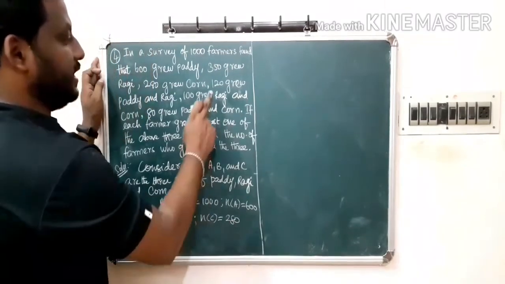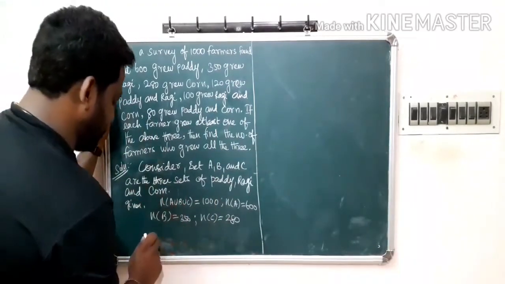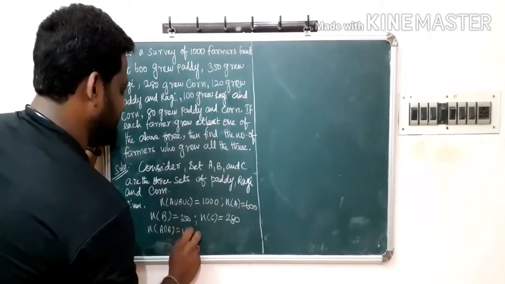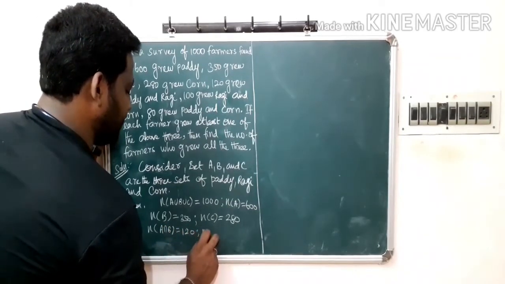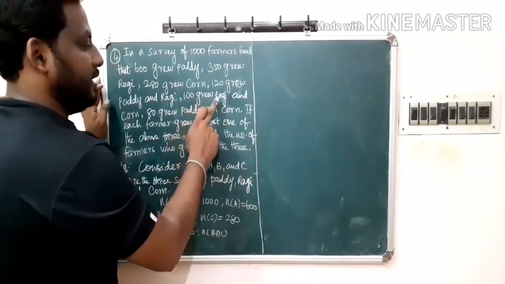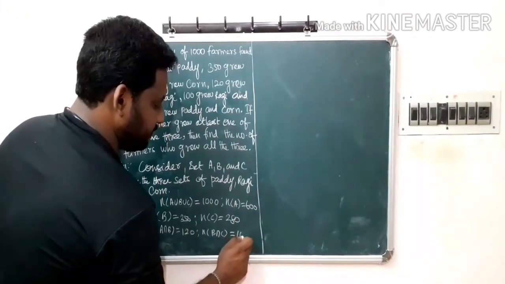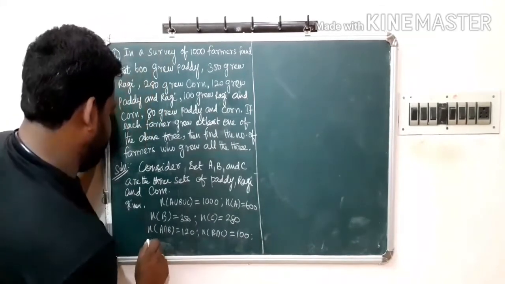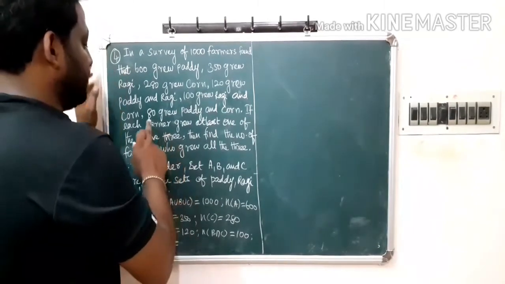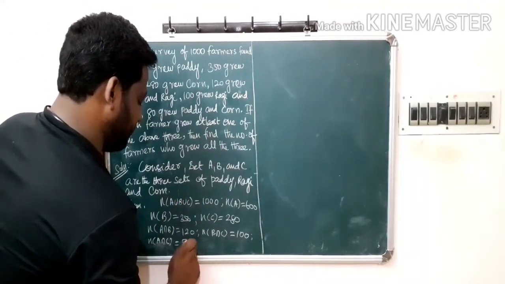And n of C, those who grow only corn, is 280 farmers. Then 120 grow paddy and ragi, which means A intersection B: n of A intersection B is 120 farmers. And n of B intersection C, those who grow ragi and corn, is 100. And n of A intersection C is 80, those who grow paddy and corn.